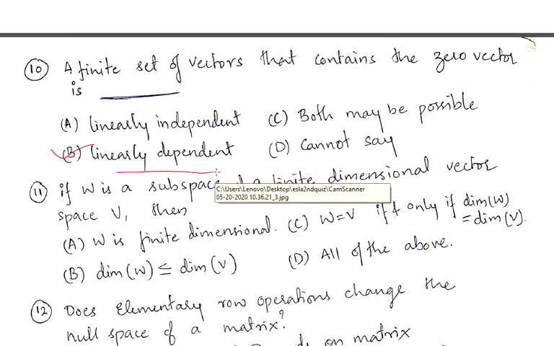Let me define it clearly. Linearly dependent means that at least one of the vectors in the set can be defined as a linear combination of the others. So a zero vector is a linear combination of some other vector, right? It's a zero multiplier of some other column vector or row vector. So it is linearly dependent, not independent. So any set which contains a zero vector is linearly dependent.